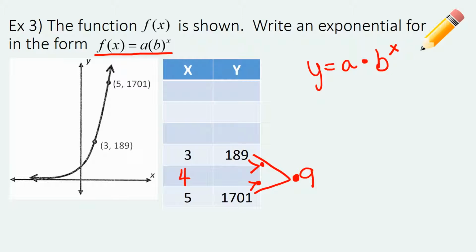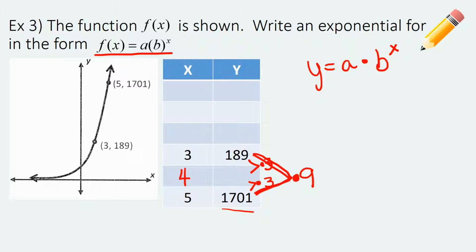So what am I growing by on each step of my table? Well, I know 2 steps are a value of 9. So what if I half that? What if I try doing 189 times 4.5? Well, that gets me 850.5. And if I times that by 4.5 again, that gets me 3,000, which isn't what we have for our step 5. So I know that if I multiply by 3 and then 3 again, that's the same thing as multiplying by 9 for 2 steps.